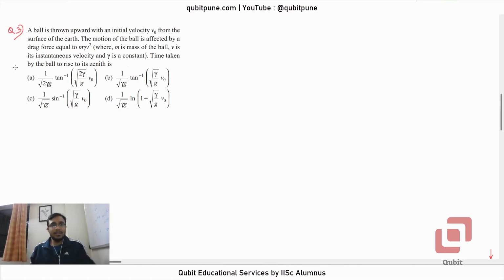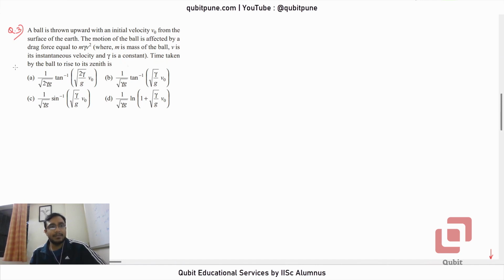A ball is thrown upward with an initial velocity v0 from the surface of the earth. The motion of the ball is affected by a drag force equal to m gamma v squared, where m is the mass of the ball, v is its instantaneous velocity, and gamma is a constant.